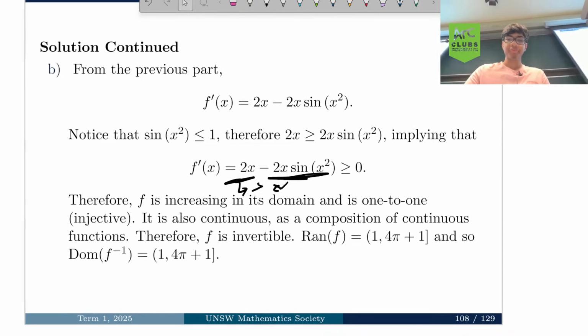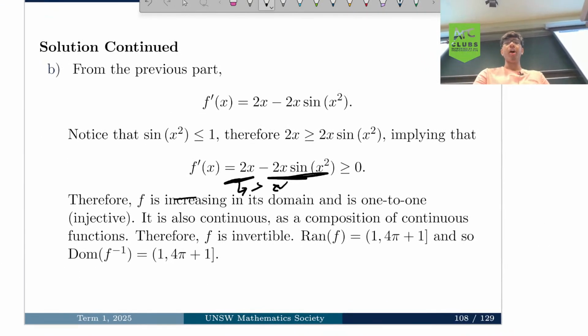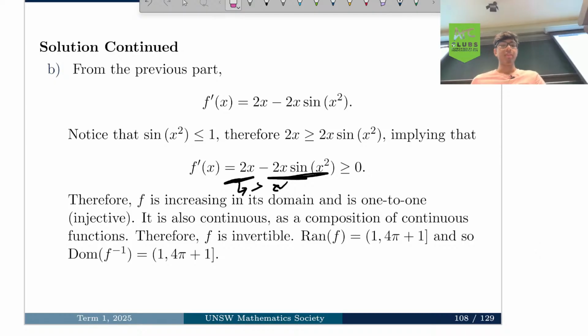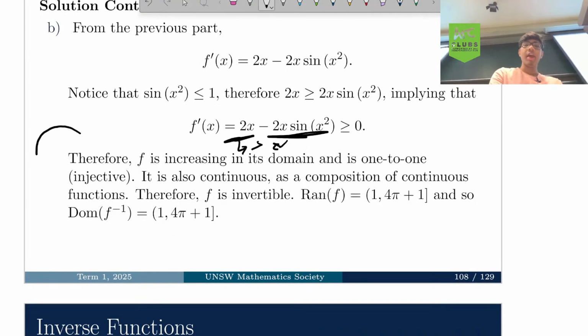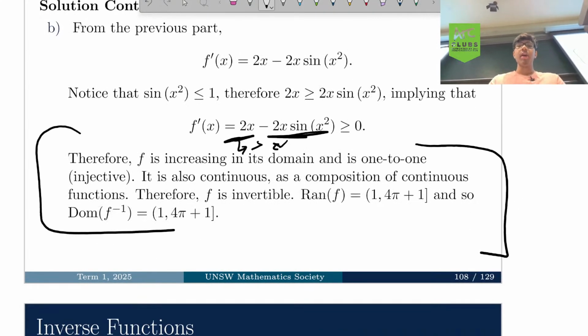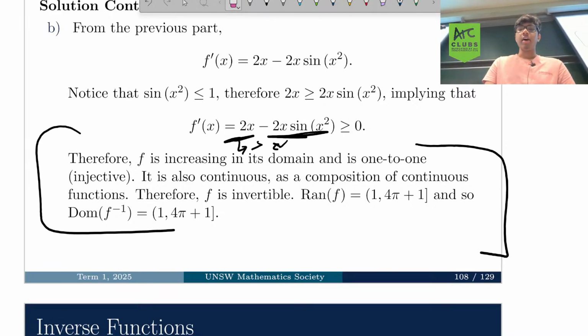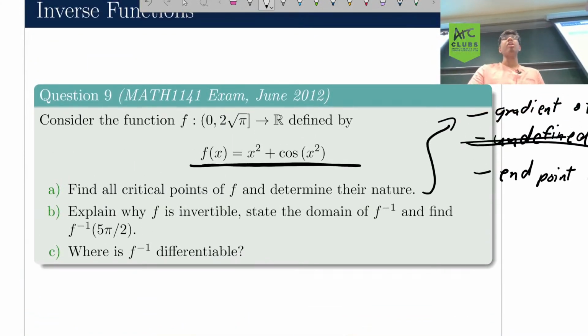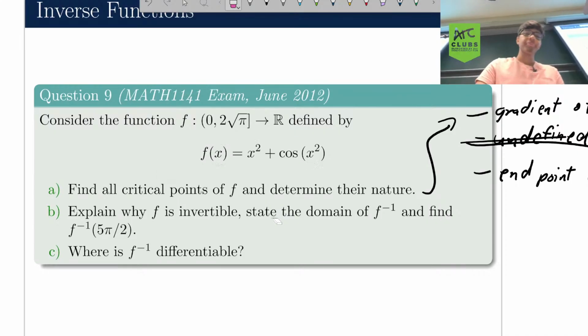Cool. And so I've shown that this function is always going to go up or have a gradient of 0. What that means is f is increasing in its domain, and it's 1 to 1, or injective is the other name you'll see. And we also know it's continuous. I didn't actually say continuity at the start, but again, this is a composite of elementary functions, so it's going to be continuous within this domain. So that's fine.